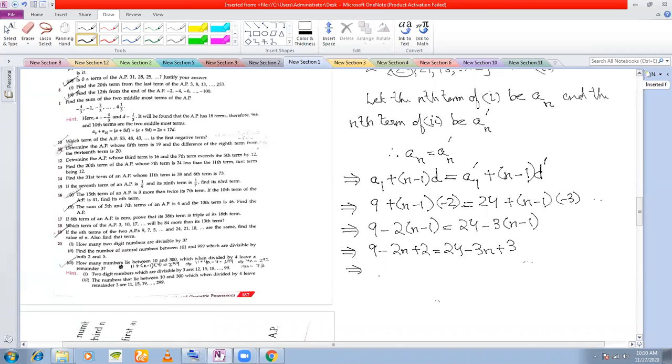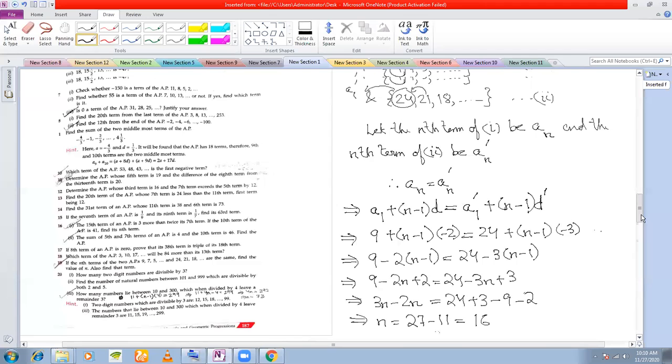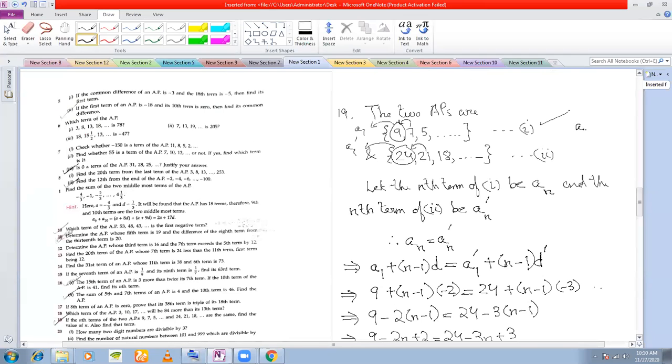Okay, so you take the n's together. You have 3n minus 2n. I'm simply solving for n actually. 24 plus 3 minus 9 minus 2. So n is 27 minus 11, which is 16. So the 16th term of the APs are equal. That means the A16 from here and the A16 dashed from here, both of them are equal. I don't know the value, but they are equal.